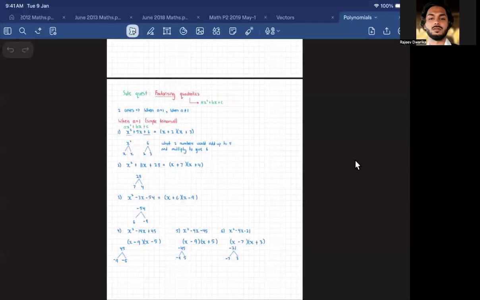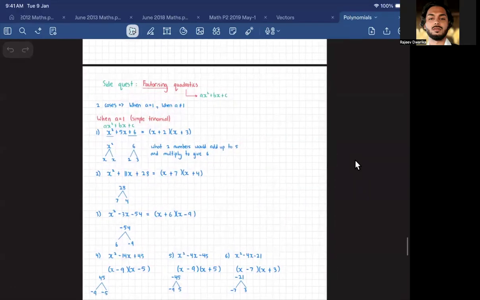All right. So in the last class, we did a side quest, and I was showing you guys how to factorize a quadratic because you will need to use it to find the linear factors when dealing with polynomials. Trust me, it will need to. So last class, we looked at how to factorize simple trinomials. In other words, these are quadratics whose coefficient for x squared is 1.